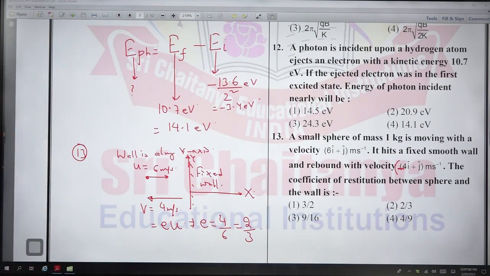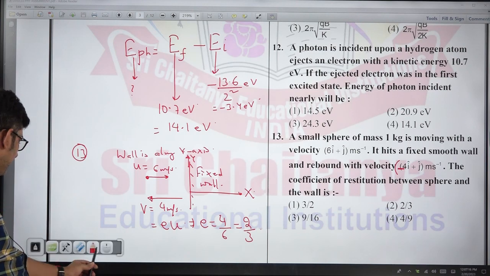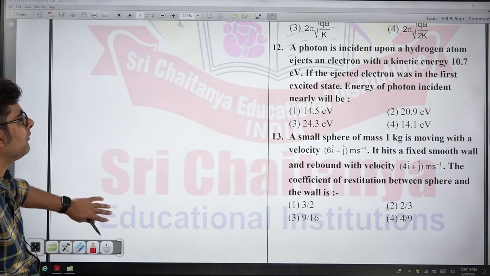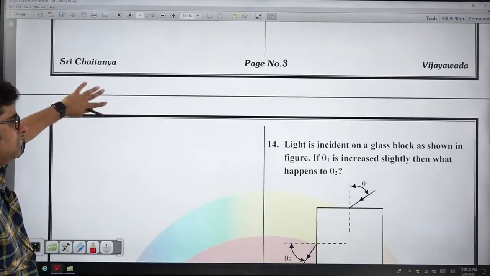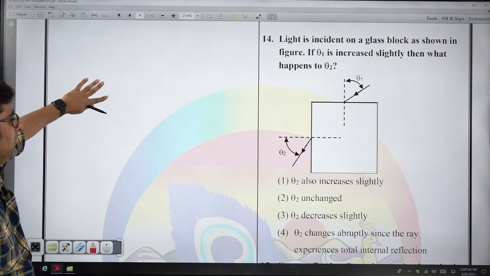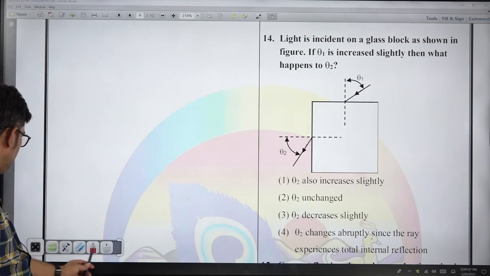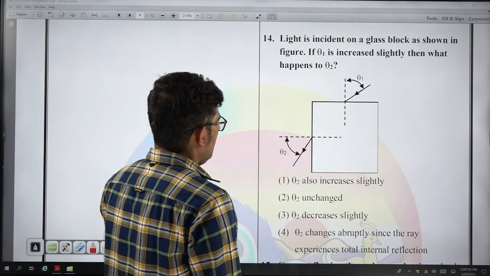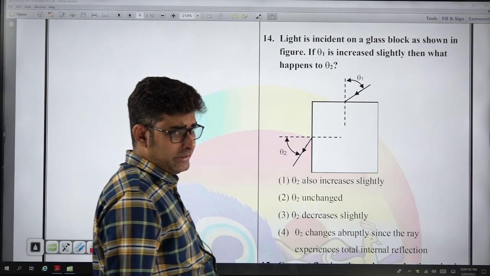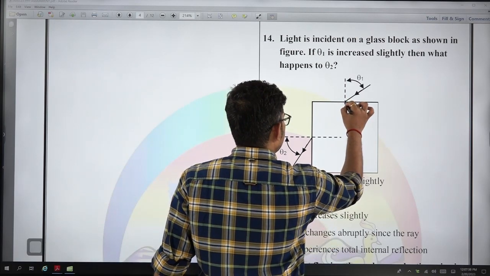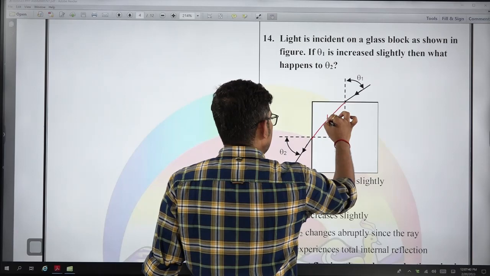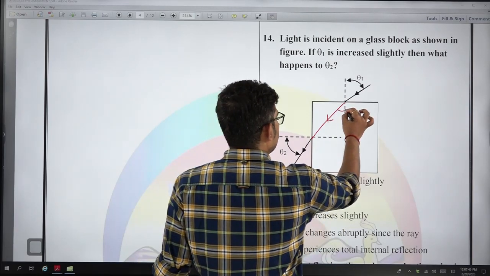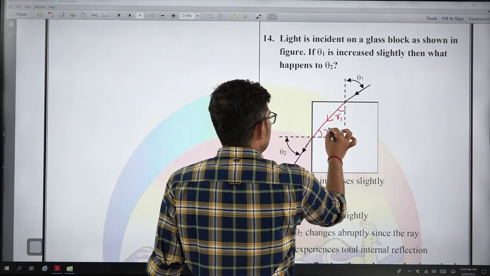So shall we proceed with the next question? Let's see next. Okay, here we have again a diagrammatic question. Light is incident on a glass block as shown. If theta 1 is increased slightly, then what happens to theta 2? Fine. Here first of all it will bend towards the normal. This is R1, R2 is R1.